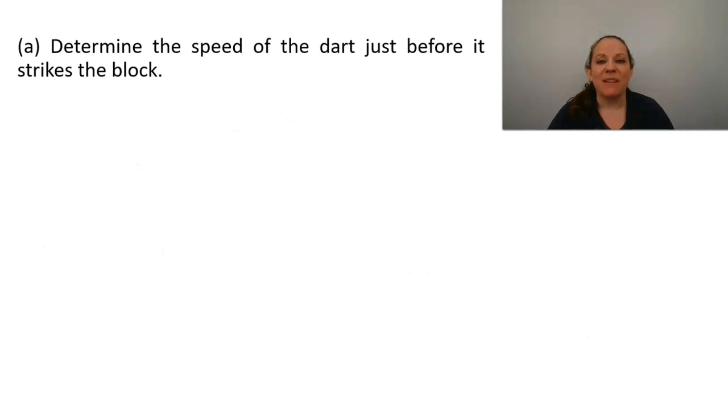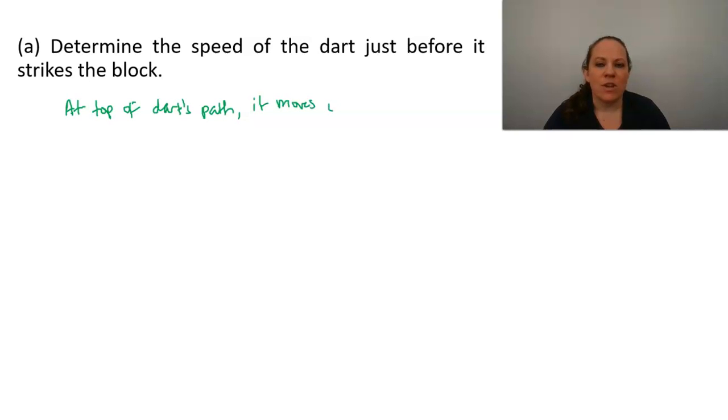Part A, determine the speed of the dart just before it strikes the block. So at the top of its path, which is where it strikes the block, the dart will be moving only horizontally. So we just need to find the horizontal component of its initial velocity, because that's the component that will not have changed. Remember that a projectile has constant velocity in the horizontal direction.